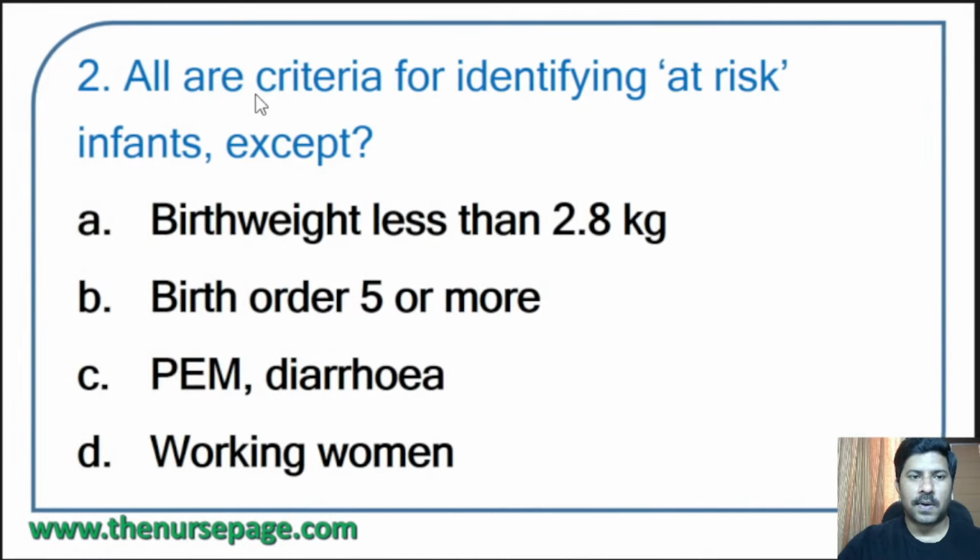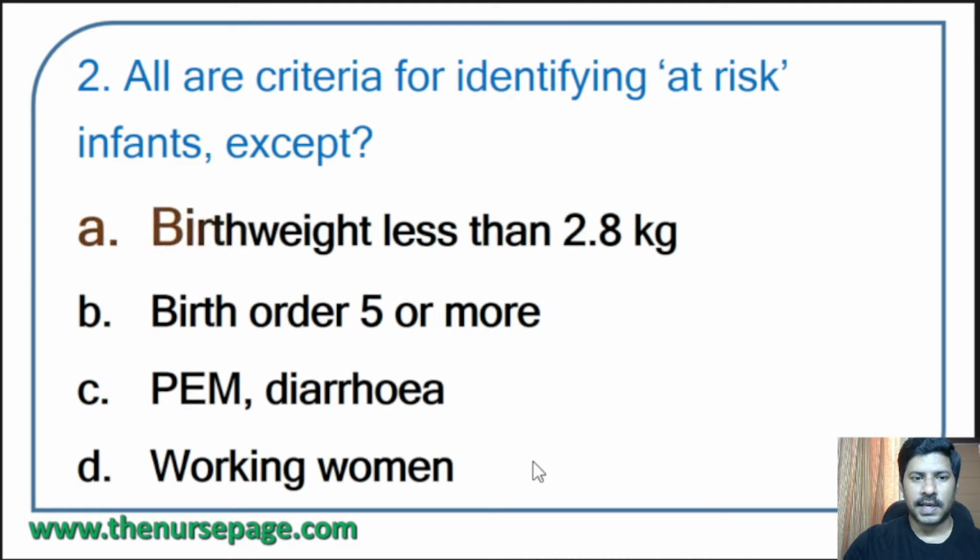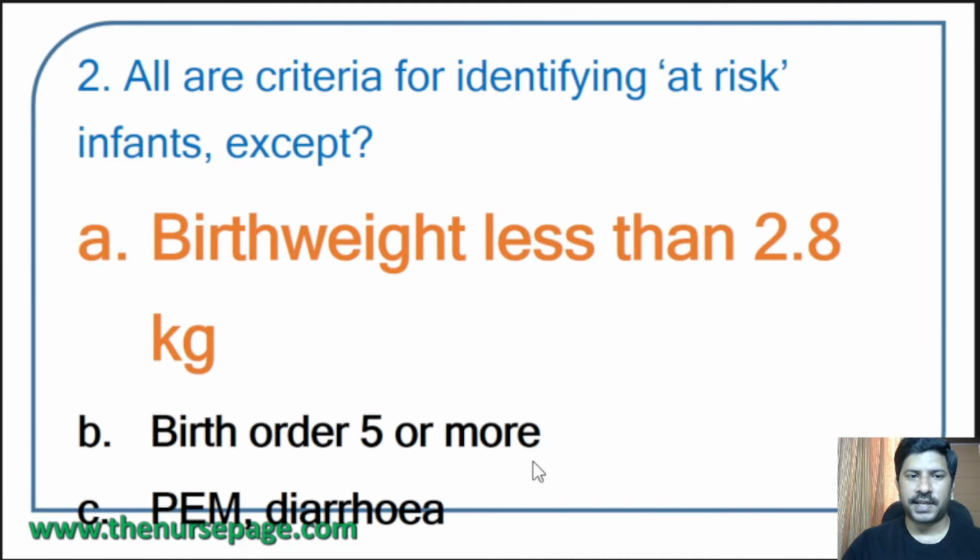Next question. All are criteria for identifying at-risk infants except: birth weight less than 2.8 kg, birth order 5 or more, protein energy malnutrition and diarrhea, working woman. Correct answer, birth weight less than 2.8 kg. Actually it is birth weight less than 2.5 kg instead of 2.8. The at-risk infants include birth weight less than 2.5 kg. That is the correct answer.